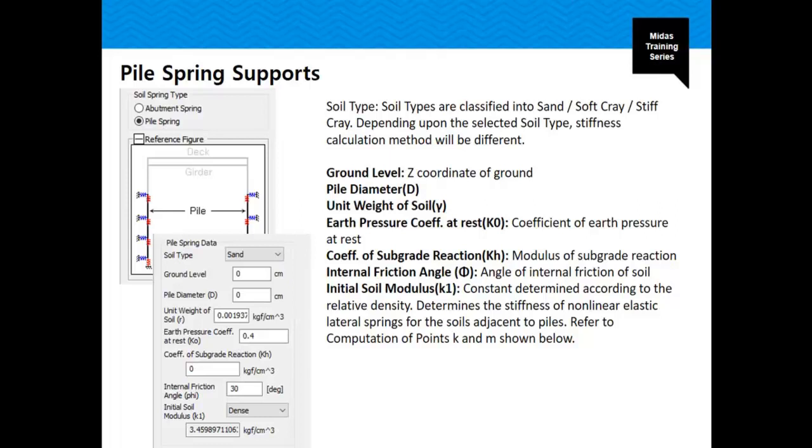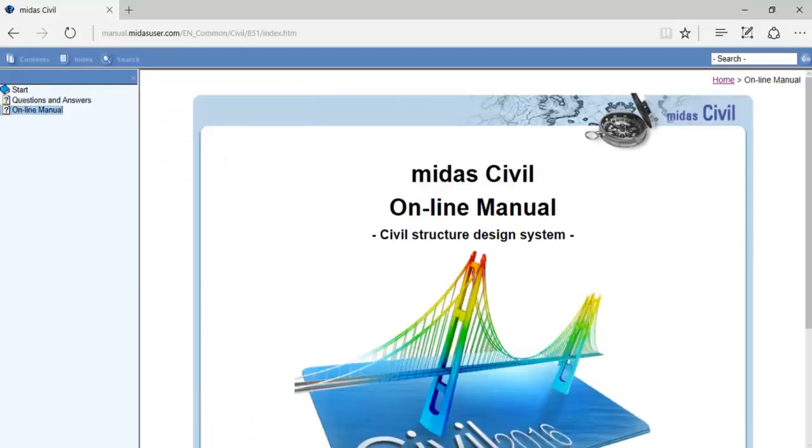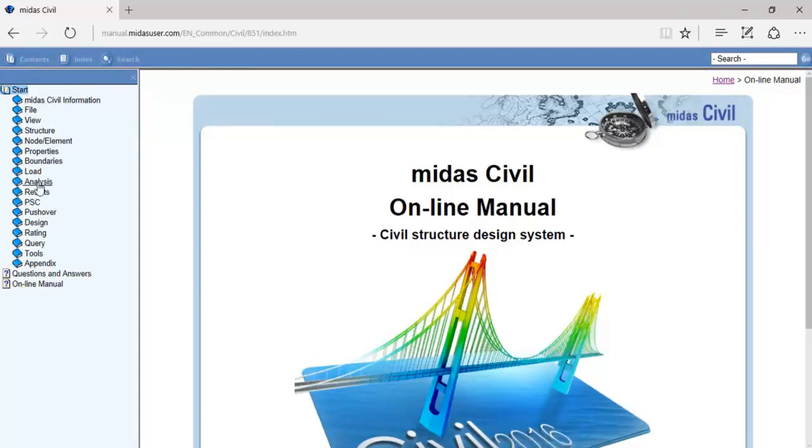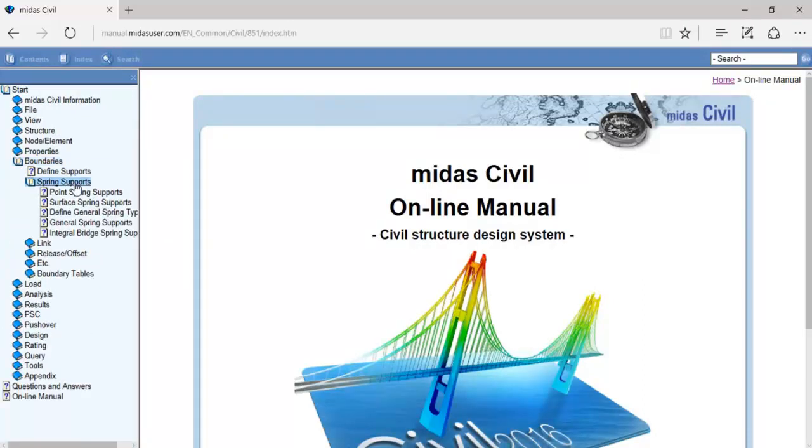These are some of the properties that are required to define these types of spring supports. You have multiple types of soil: sand, clay, stiff clay, soft clay. Depending on the type of soil, you can see how the program calculates each behavior. If you, for example, want to see how the program is calculating the behavior of the sand, you can go into the online manual. You press F1 when you have the program open, and then you hit start, boundaries, and then you go to the spring supports function.